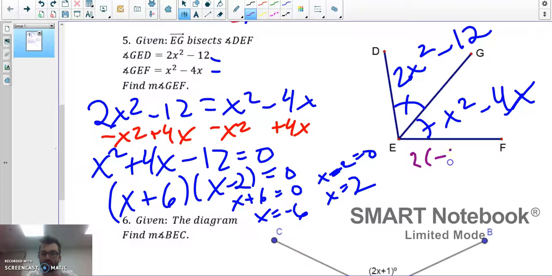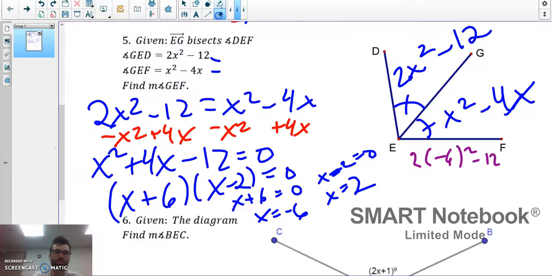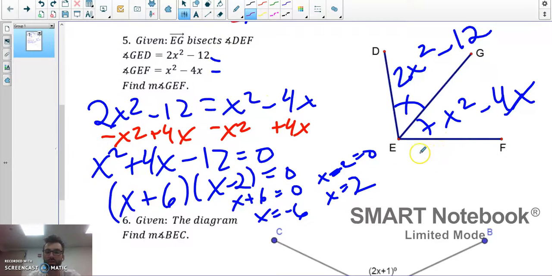2 times negative 6 squared minus 12. Be careful if you're going to plug this in your calculator. Make sure you put the parentheses around negative 6. So negative 6 squared is 36. 36 times 2 is 72, which gives me, oh, buckets, I did the wrong angle there, didn't I? But does it matter? It doesn't, right? Because they're congruent. But I'm just going to go ahead and do the other one instead because it's a little bit easier. Okay, negative 6 squared minus 4 times negative 6.